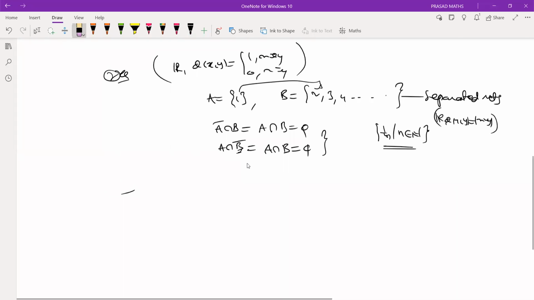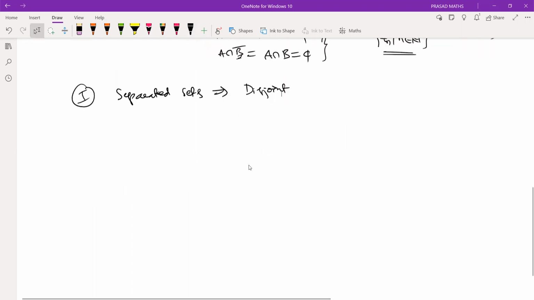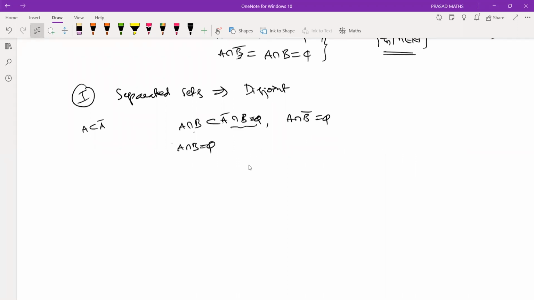So let us go through the simplest properties. First property: separated sets are always disjoint. This is straightforward. Separated sets means A closure intersection B is empty and A intersection B closure is empty. You know that A closure is the smallest closed superset of A, and A is contained in A closure. Using this property, A intersection B is contained in A closure intersection B. The right side is empty, and a subset of an empty set is always empty. Therefore, separated sets are always disjoint sets.